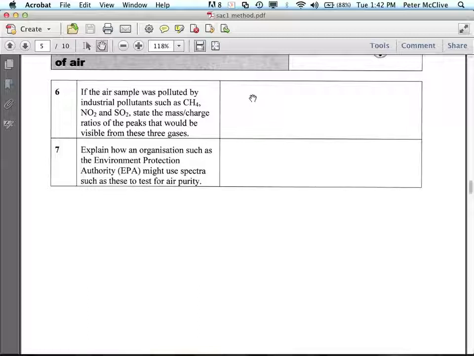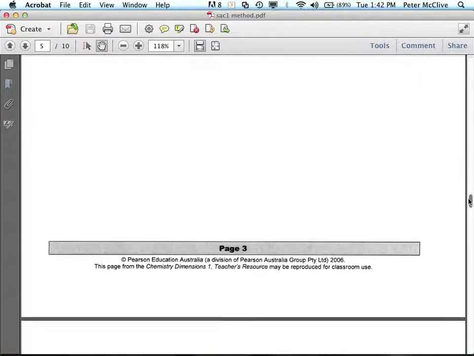Exactly. They'd be looking for a particular pollutant, they'd know what the peak should look like, and then see, is it there? And if so, is it there a lot? Is it there more than it should be? Okay, so that would be an example for that. All right, let's keep going.